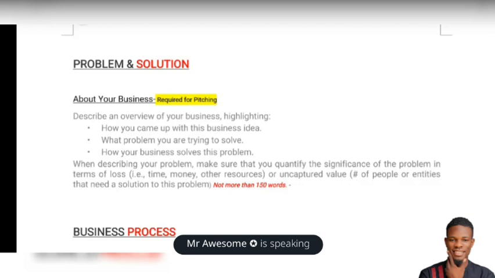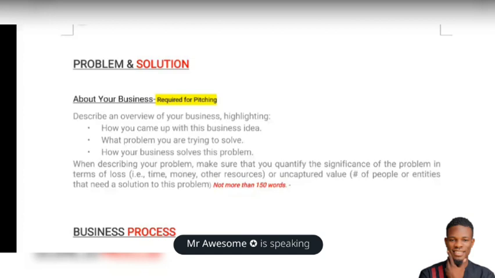So when you're relating this section to your business, you would explain what your business is about first. For example, like I said before, DEXA is an online learning platform where Africans, Nigerians, can go learn digital skills as well as some skills required in the financial market. You understand? That is about your business.